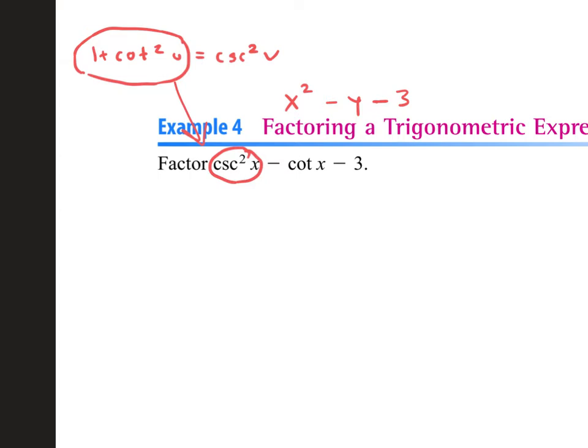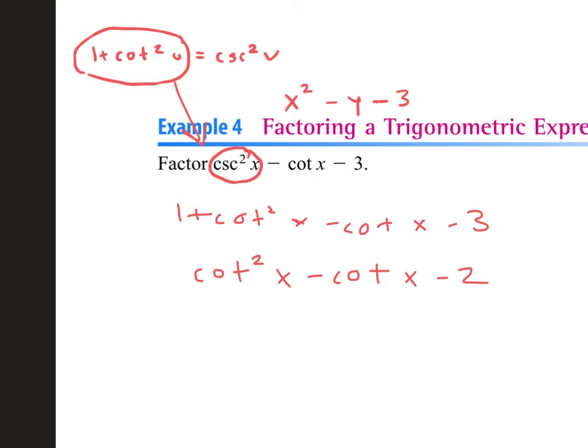So let's plug in 1 plus cotangent squared x minus cotangent x minus 3. What can I do to simplify this before I factor? Add like terms. So I have 1 minus 3, which gives me what? -2. So cotangent squared x minus cotangent x minus 2.